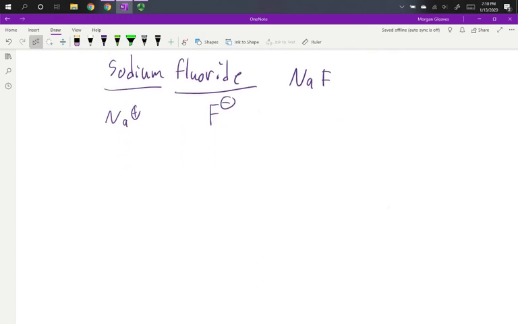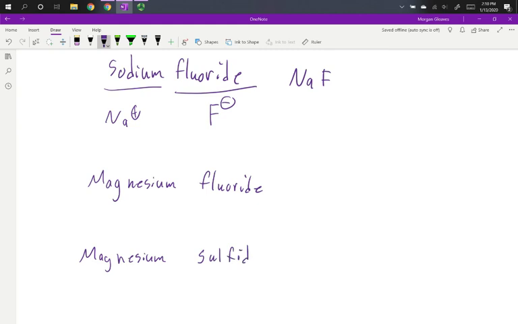Well, let's try magnesium fluoride. And let's try magnesium sulfide. Take a minute, see if you can find the molecular formula of these for me. I'll go ahead and pause here.